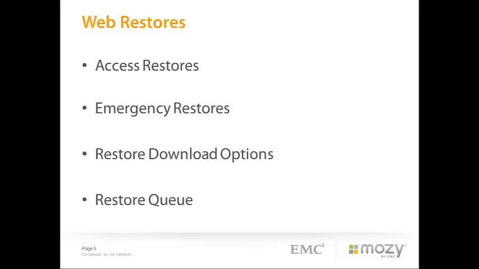The restore queue is on the Web Restores. This allows you to create a custom restore of various files from different locations on your machine. I'm going to go through that in a second when I'm doing the walkthrough. That restore queue, just important to remember, is not enabled by default.